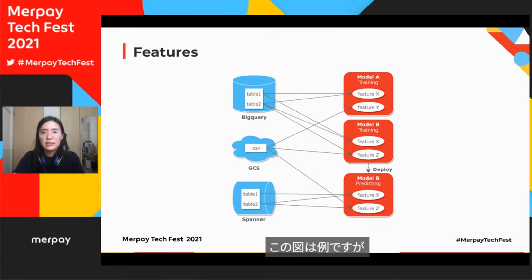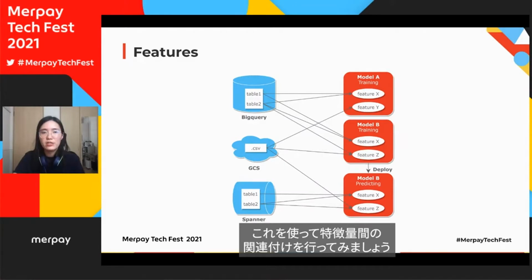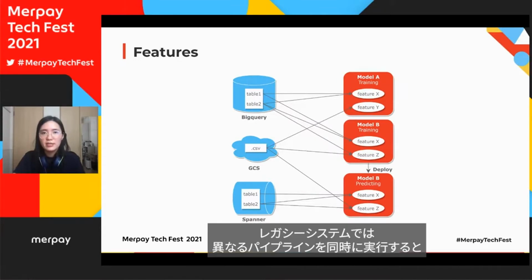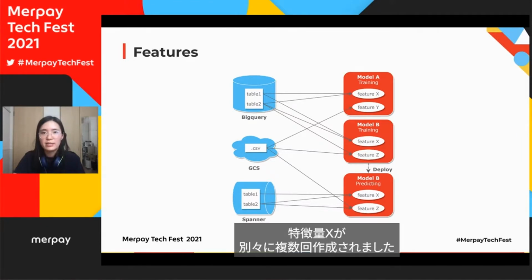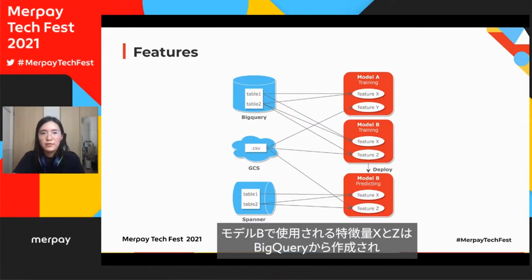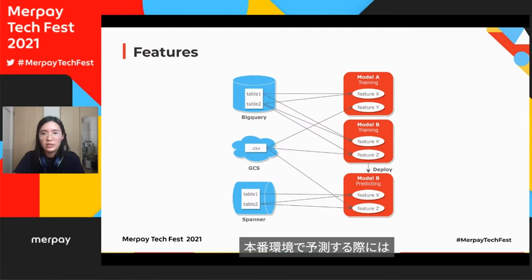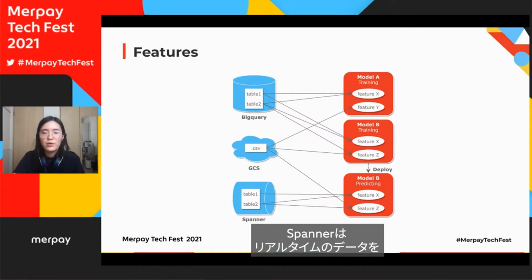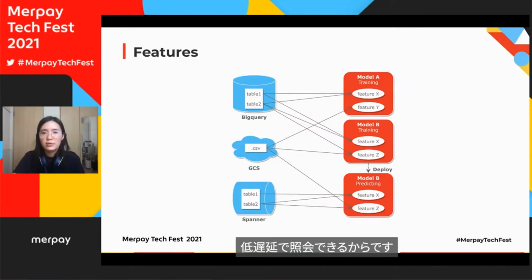Here is a graph as an example which we can use to explain the relations between features. Feature X is used in both Model A and Model B at training. In the legacy system, it's been created multiple times separately when we execute different pipelines at the same time. And for features X and Z used in Model B at training, they are created from BigQuery. When predicting in production, the data source is changed to Spanner because Spanner helps us to query real-time data with lower latency.